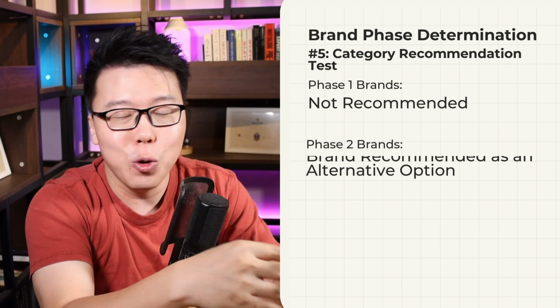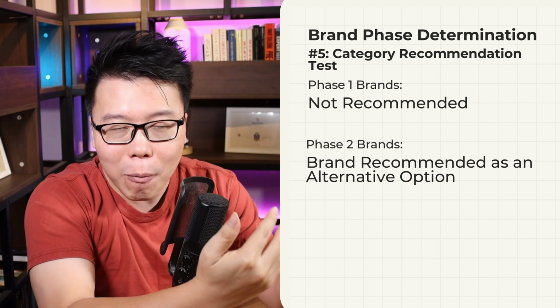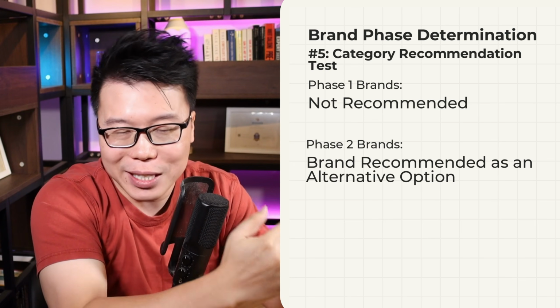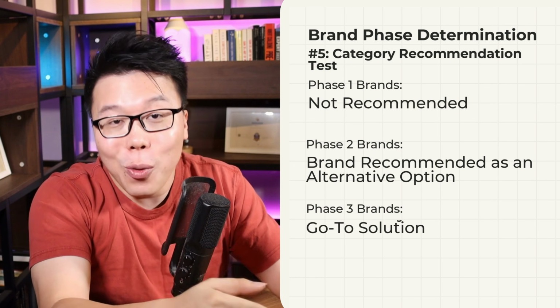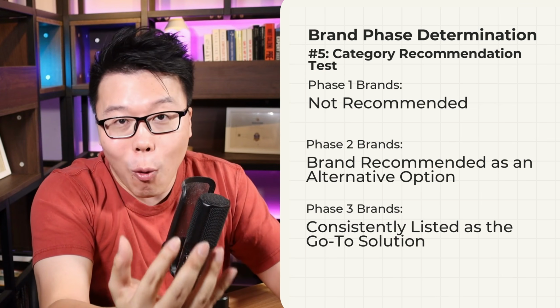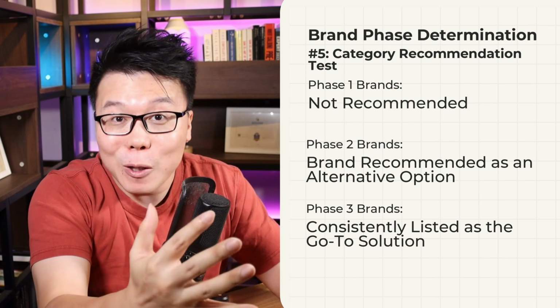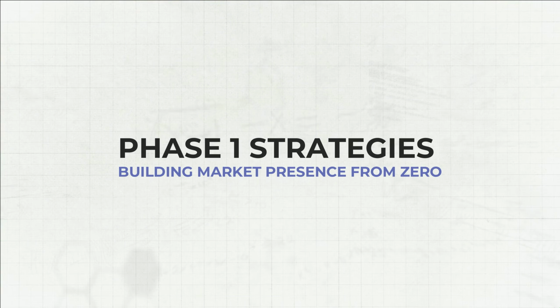But for phase 2, you might appear as an alternative option or in a very specific niche subcategory, but aren't the primary recommendation. For phase 3 brands, you are consistently listed as the best overall or top choice, cited by multiple authoritative sources. So have you determined which phase your brand belongs to? If yes, let's move on to the strategies that are relevant to phase number 1.